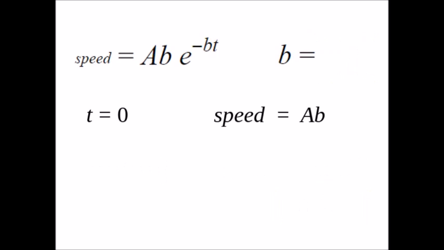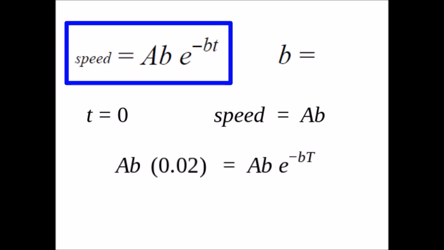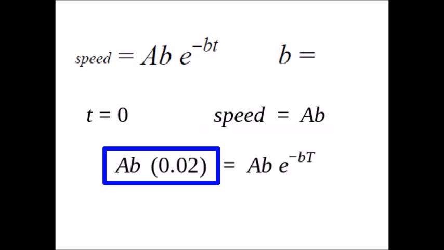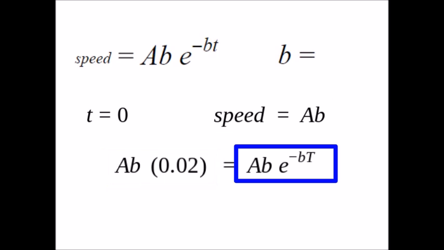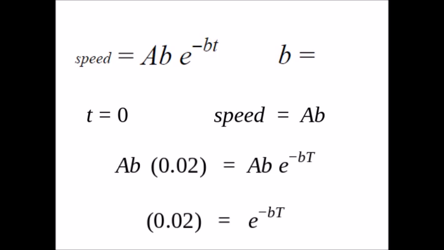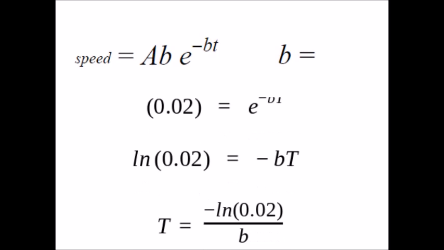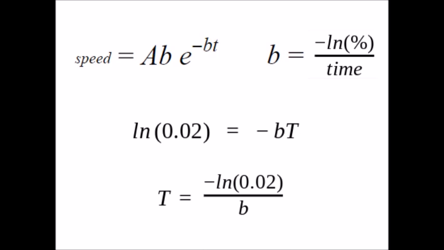We can do it. Clear the deck. Look at this. That's our equation for speed. That's our equation for the initial speed. That's 2% of our initial speed. This is what it should be at time equals t. Our challenge is to find a new expression for b by dividing and taking the natural logarithm. And there we go. B is equal to negative the natural log of whatever the percent is divided by the time. And there we go.